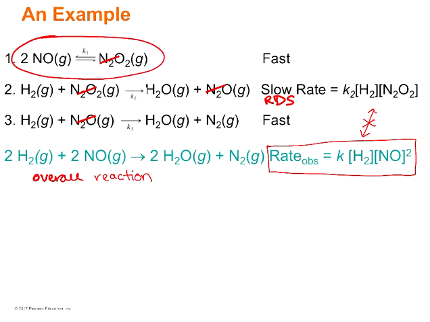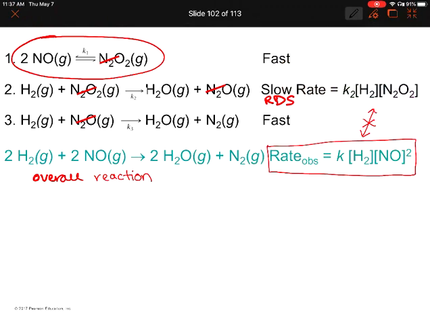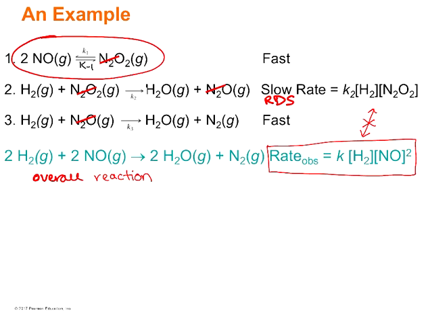Oh, and I think there's something missing there. So there's a forward and a reverse reaction in that first step because it's at equilibrium. So the forward direction has a rate constant of K1. The reverse reaction has a rate constant of K minus 1. So what we're going to do is set the rate of the forward reaction equal to the rate of the reverse reaction. And this is for step 1.